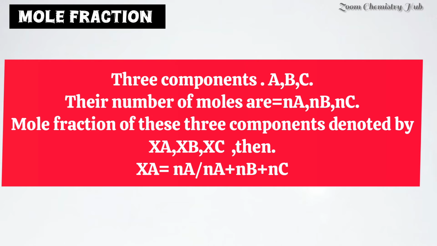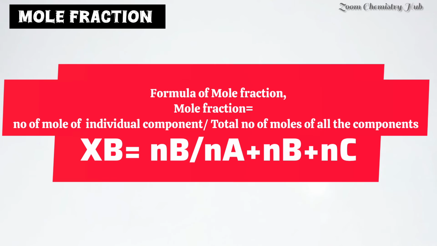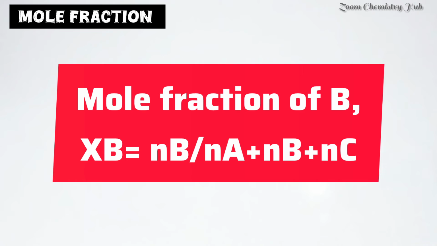So in simple words, we can calculate the mole fraction by the number of moles of an individual component in a solution divided by the number of moles of all the components in the solution. Similarly, if we write the mole fraction of component B, then the mole fraction of B is equal to the number of moles of B divided by the number of moles of A plus the number of moles of B plus the number of moles of C, and after calculating we can find the mole fraction of B.